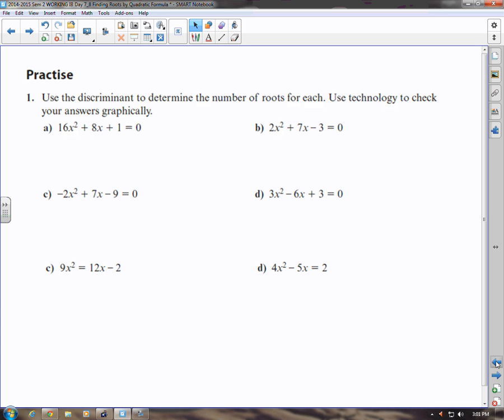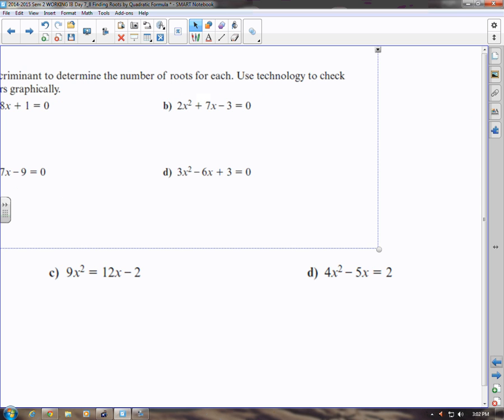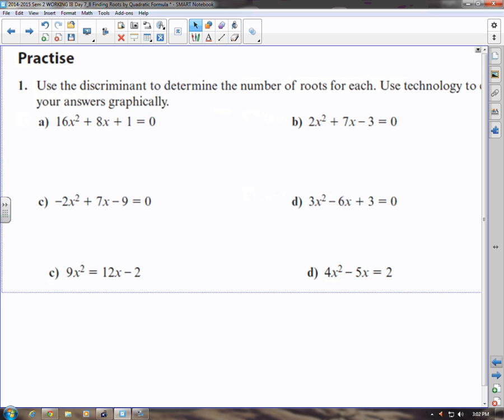Let's see what's interesting here. Let's go through, and first of all, we don't always have to use the discriminant. Can we look at these and say, before we do anything, yep, we've got 1 or 2 for sure? Are there any that we can kind of look at right away and say, yeah, 2 roots?